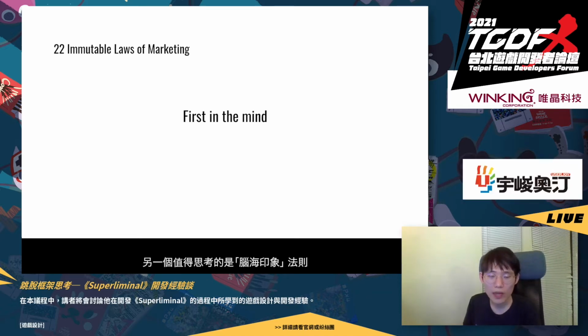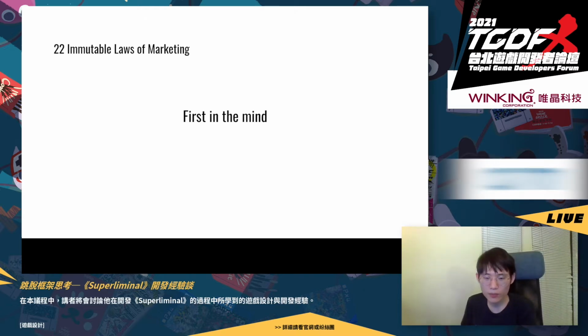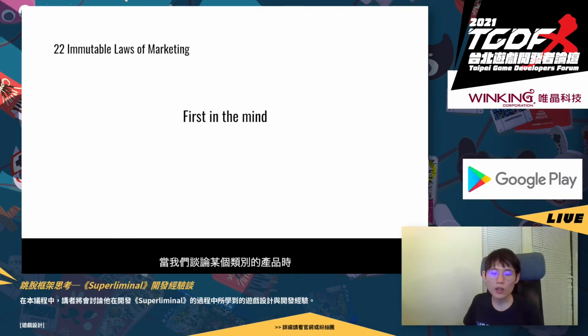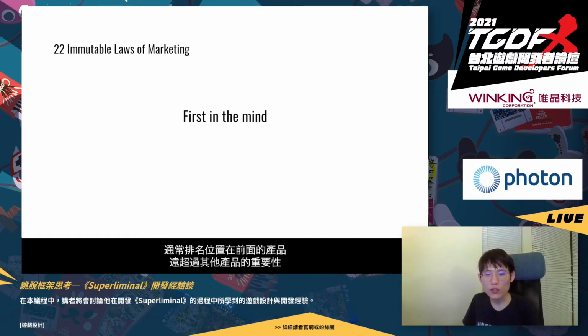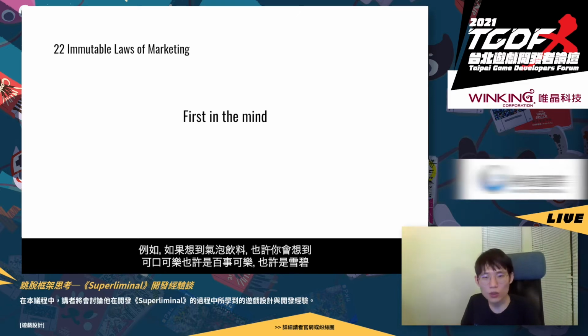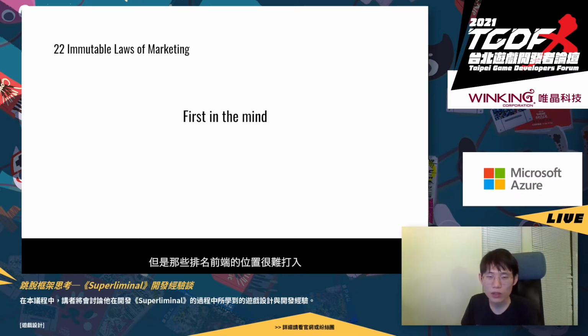Another good rule to think about is the first in mind rule. So this is from the 22 Immutable Laws of Marketing. What this means is when you're talking about a product in a category, usually the top couple of spots are the most important spots by far. So for example, when you think of soda, maybe you think Coke, maybe Pepsi, maybe Sprite. And beyond that, it gets harder and harder, right? And those top couple spots are very, very hard to get into.